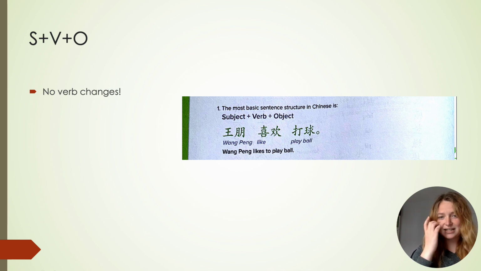Same with any sentence you can think of. I have a dog. It's the same: I have dog. Or my dog plays fetch. It would be my dog play fetch. Same as in English. So, first part, very simple.